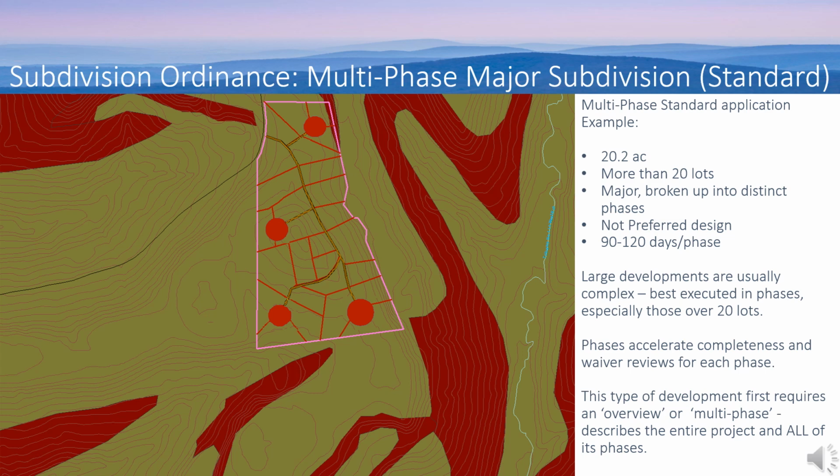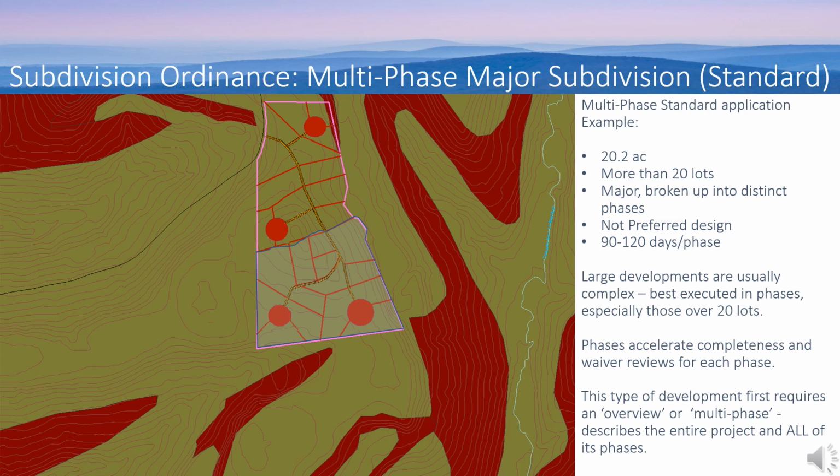This type of development first requires an overview. Sometimes it's called a master plan. Here, it's called a multi-phase subdivision plan that describes the entire project and all of its phases. For our example, a 20+ acre lot with water and sewer available seeks to be broken up into 2 phases.